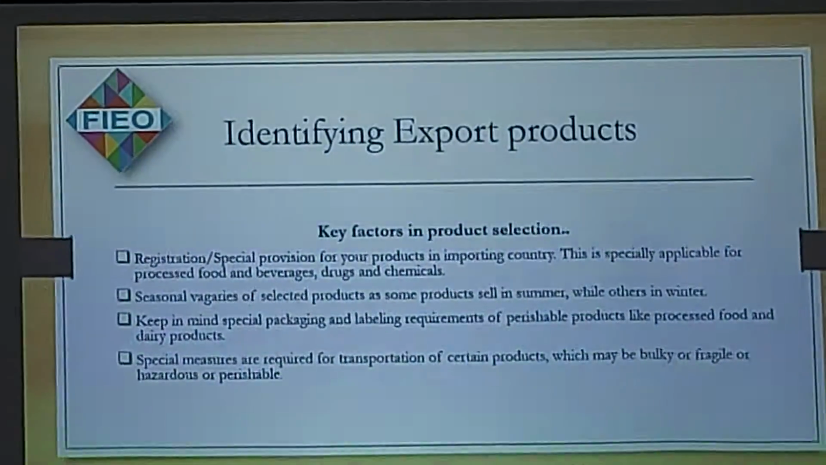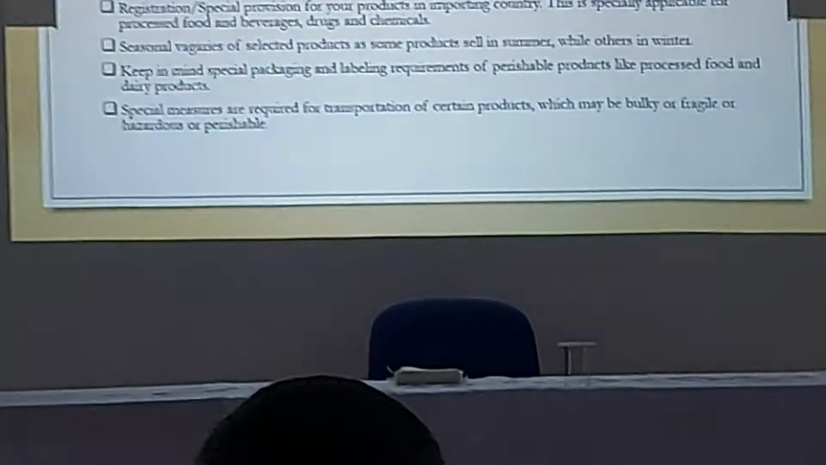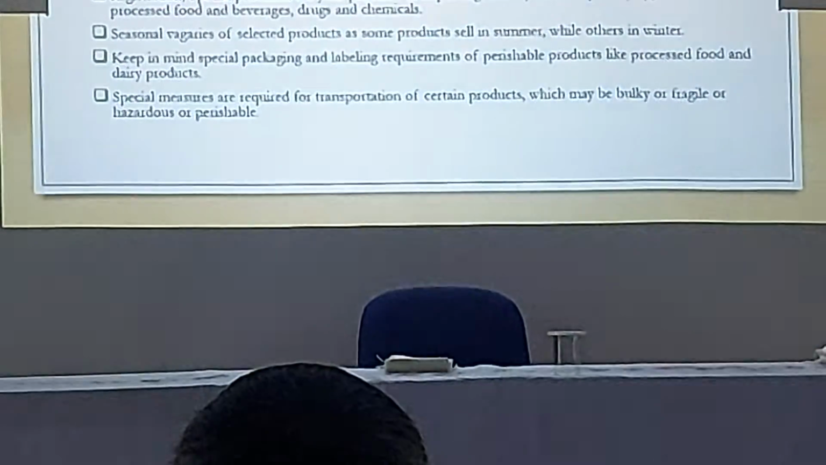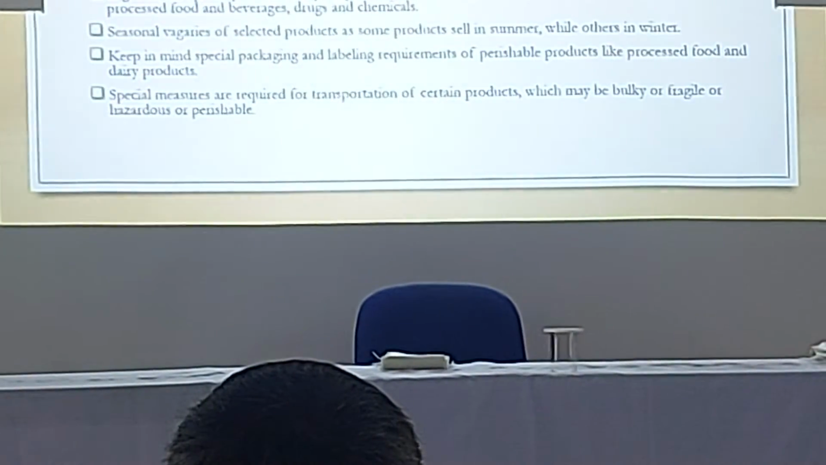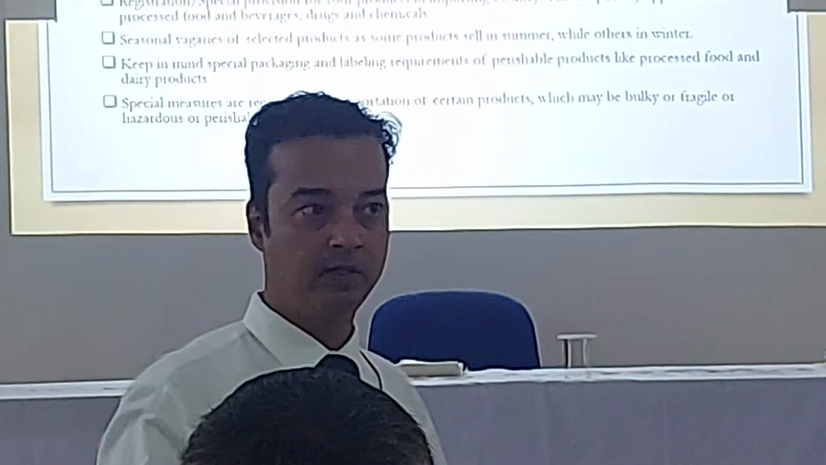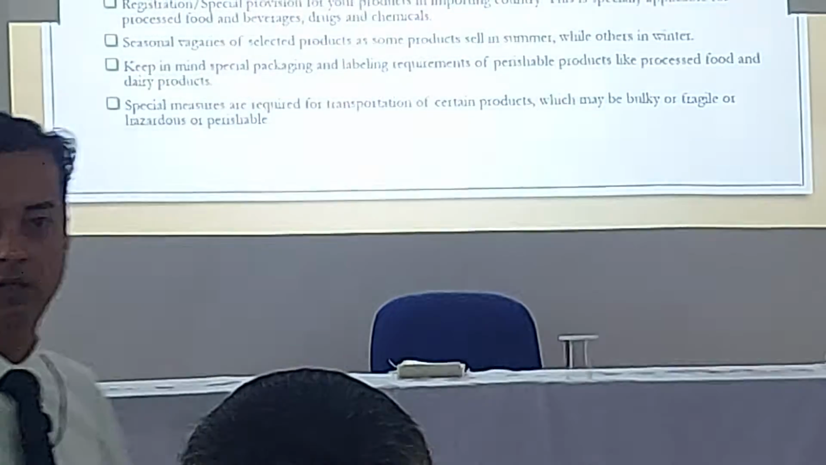Special measures are required for transportation of certain products. Like for agri and horticultural products, you might require a cold chain. You cannot just dump your goods in a truck and send it. You will have to follow the process of cold chain. A certain temperature has to be maintained, or else the goods will get affected.